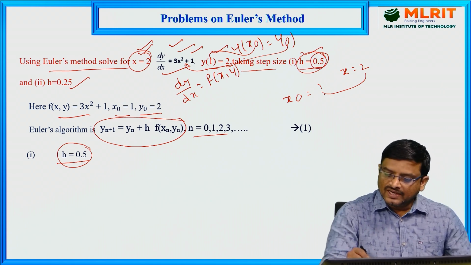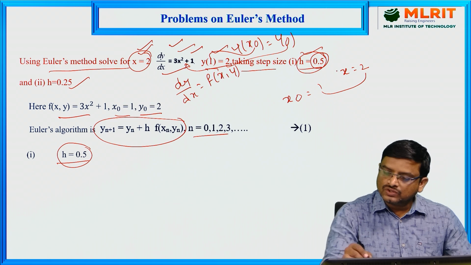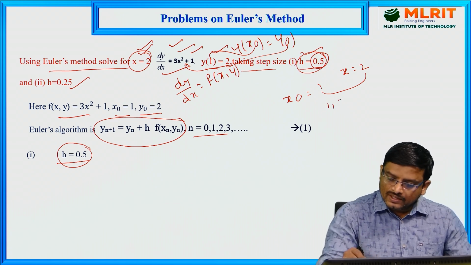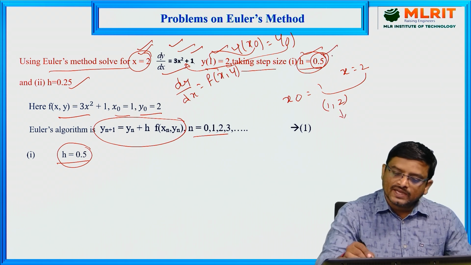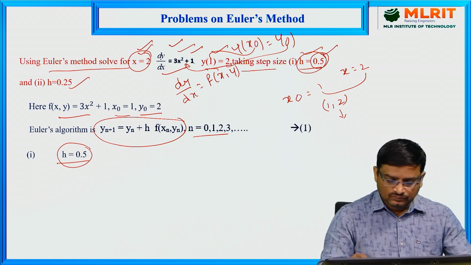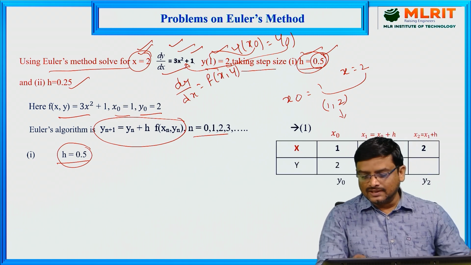But the difference between x0 and x is not equal to 0.5. So we have to divide this interval 1 comma 2 into sub-intervals whose length is equal to 0.5. That is the problem. You have to remember this point here. So now let us take the table here.